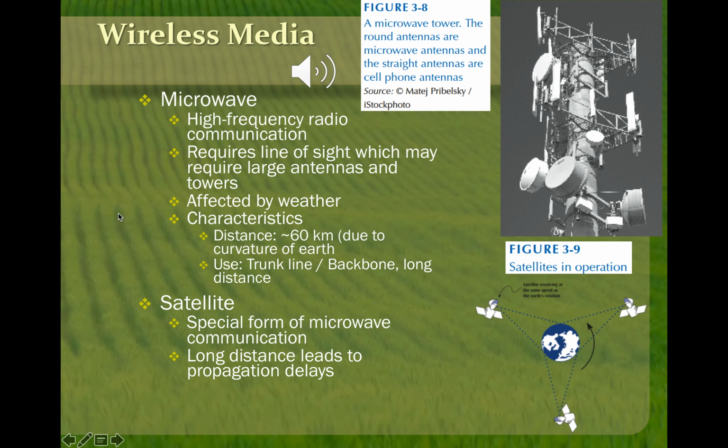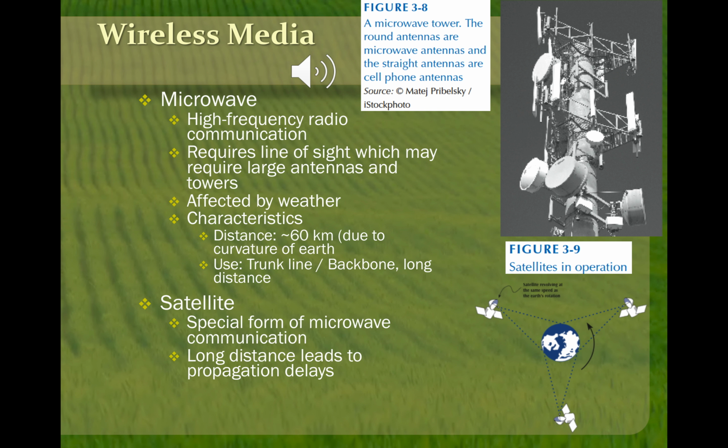We're now going to talk about microwave communication. Microwave communication can also be known as line-of-sight communication. Usually microwaves require large antennas or towers, and it uses a very high-frequency radio signal. Because of this, weather can have a tremendous impact, whether it be humidity, low cloud cover, and what have you. The distance characteristics are limited to about 60 kilometers, and that's because, believe it or not, the Earth is round.